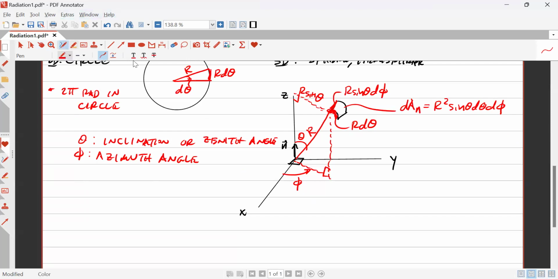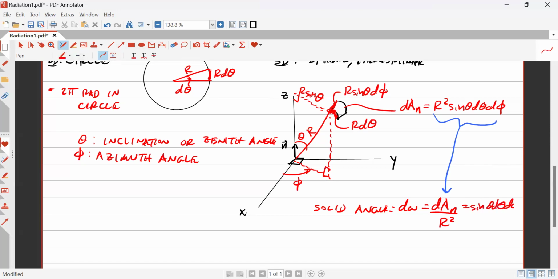And since we know that area, we can then calculate the solid angle. So solid angle, d omega, is defined as dA sub n over r squared. So if we simply take this value of dA sub n and we stick it into there, the only thing that happens is the r squared cancels out. So we're left with sine theta d theta d phi. So that's how you get d omega.